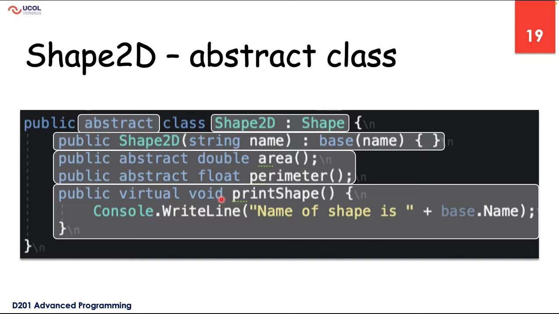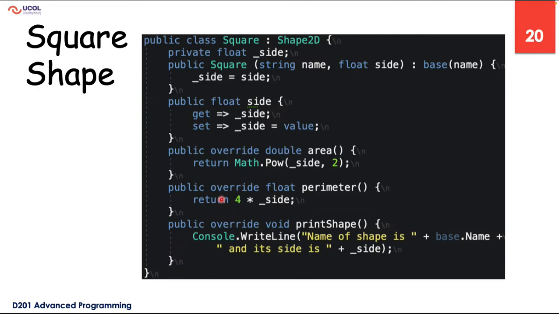So if we are calling the print shape method, if they have implemented the child class, then that particular method will be called. Otherwise, this method will be called. Okay, we will see in the details when we are implementing.